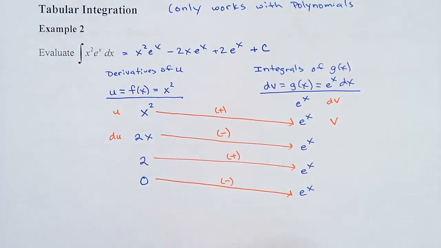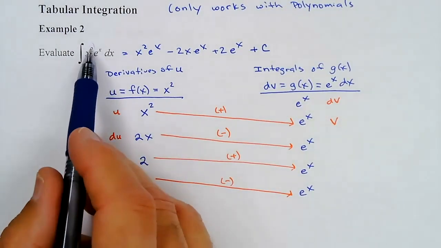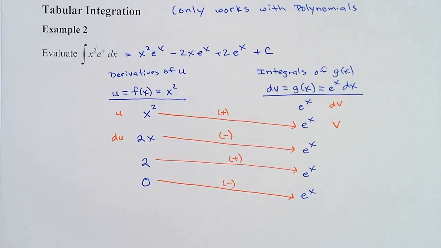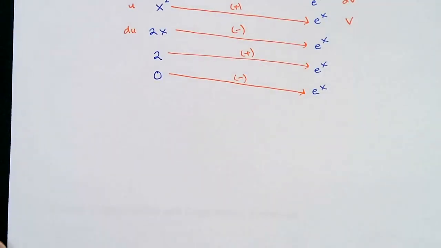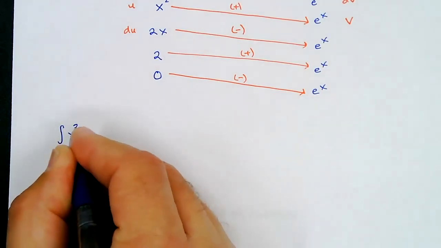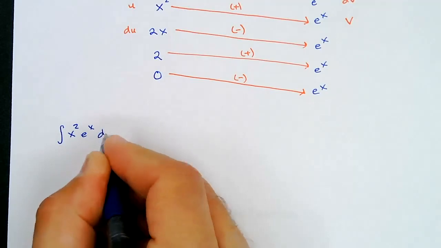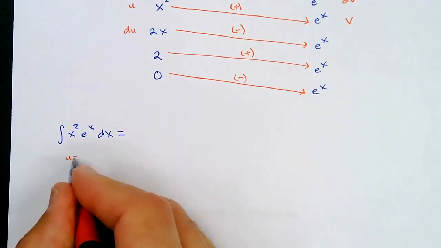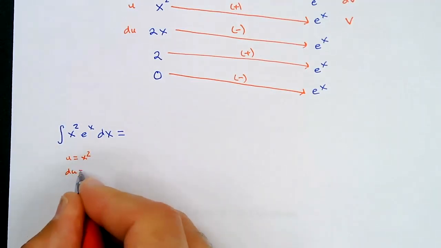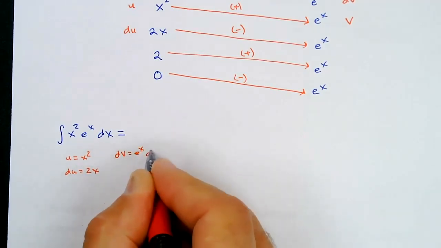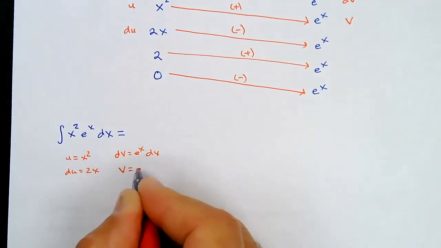Now, again, this only works if you're integrating a product of two things, and one of them happens to be a polynomial, like in this case, all right? And we're using integration by parts. Okay, so I actually want to do this with integration by parts. If we have the integral of x squared e to the x dx, that's equal to, and again, we would let u equal x squared, and then du would be 2x, and then dv would be e to the x dx, and then v would be e to the x.